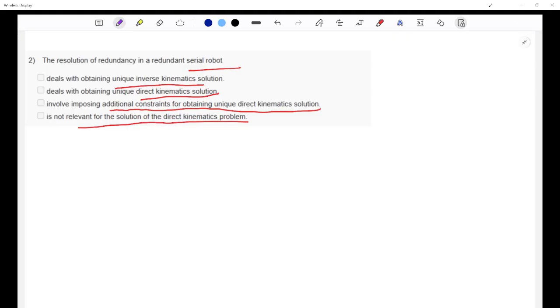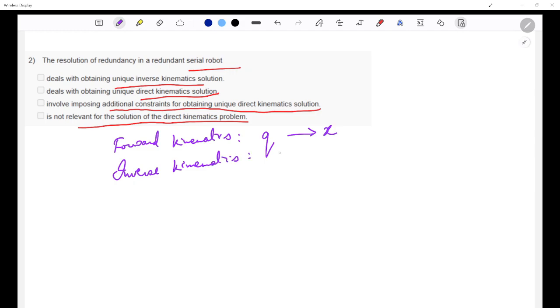Okay, let's start from the very basics. In forward kinematics, you have the joint variables, and you want to find out the end effector pose. In inverse kinematics, you have the end effector pose and you want to find out the joint variables. So forward kinematics computes pose from joint angles, and inverse kinematics computes joint angles from pose.